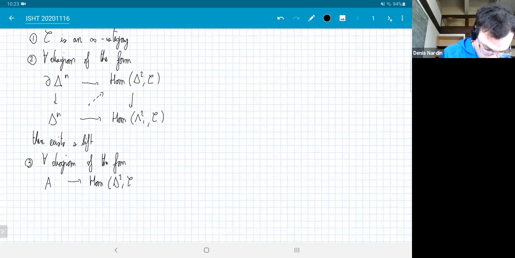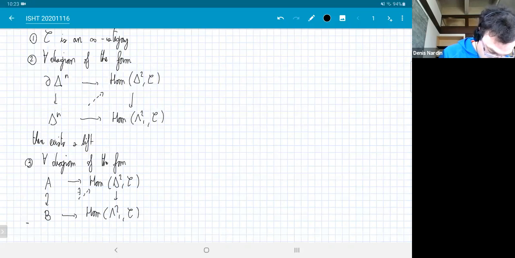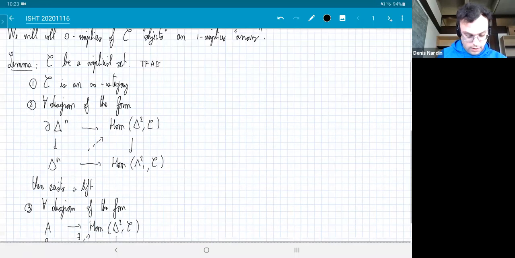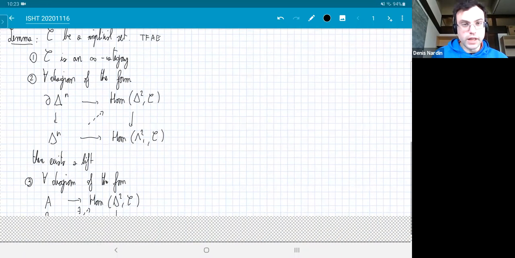I'll explain the intuition behind it in a second. Just let me get it written down. There exists a lift. So actually, yeah. So what's the intuition behind this?